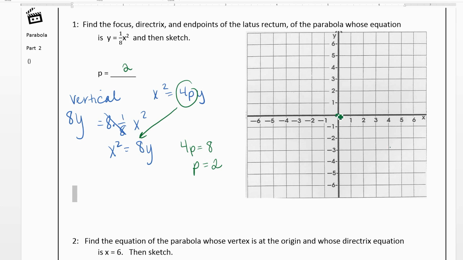Now one thing I should say is if you're vertical like this, if your p is positive, you're going to be going up, and if your p was negative, you'd be going down. Now for a horizontal one, if your p was positive, you'd be opening right, and if your p was negative, you'd be opening left. So we're going to go up 2 from our center. So our focus is at (0, 2). And then for our directrix we'd go down, which means our directrix is at y equals -2.